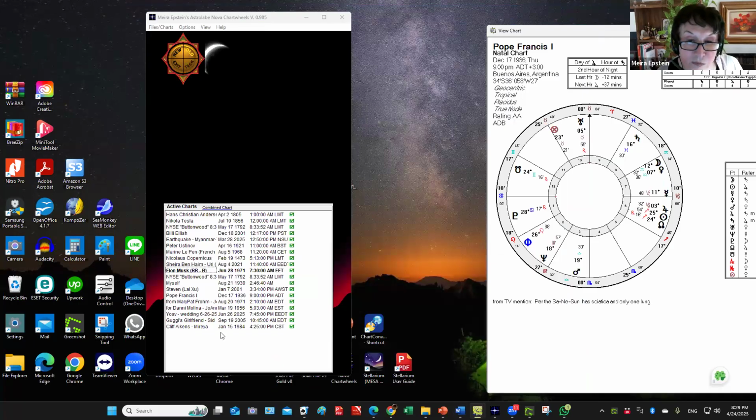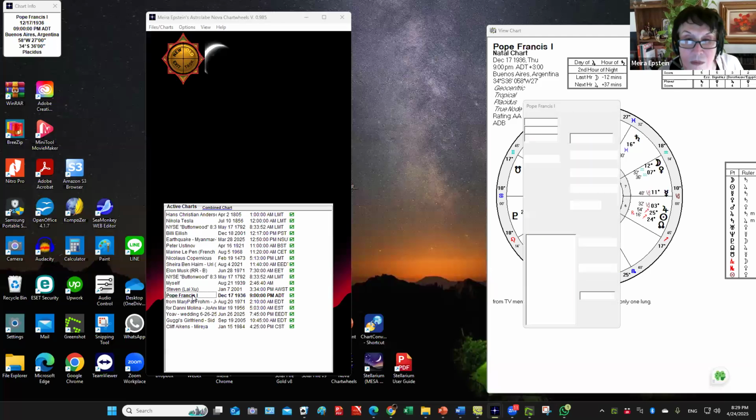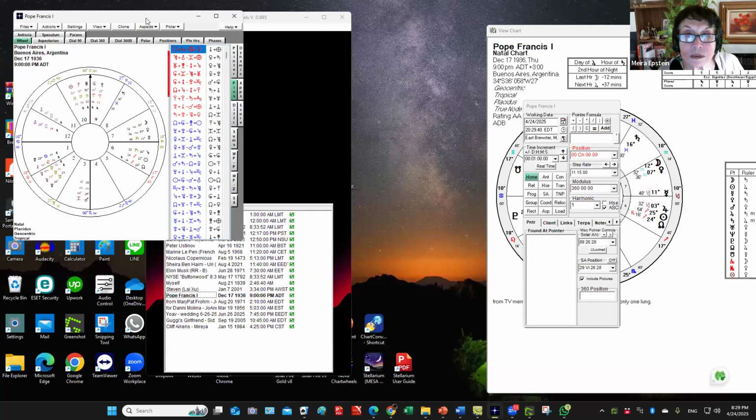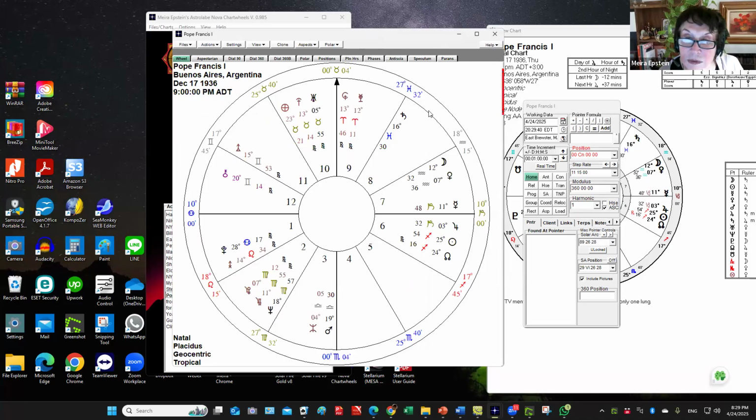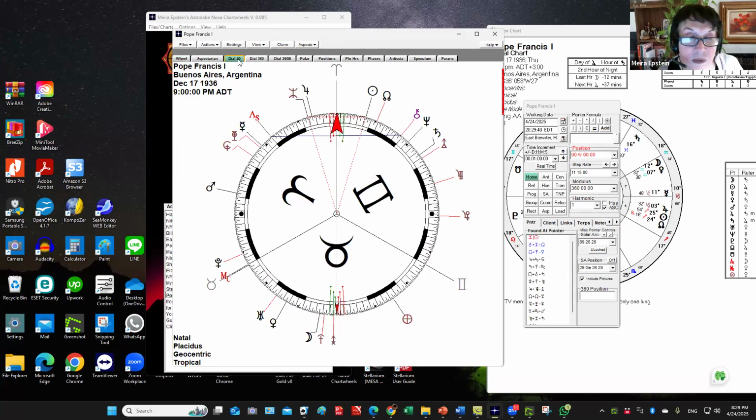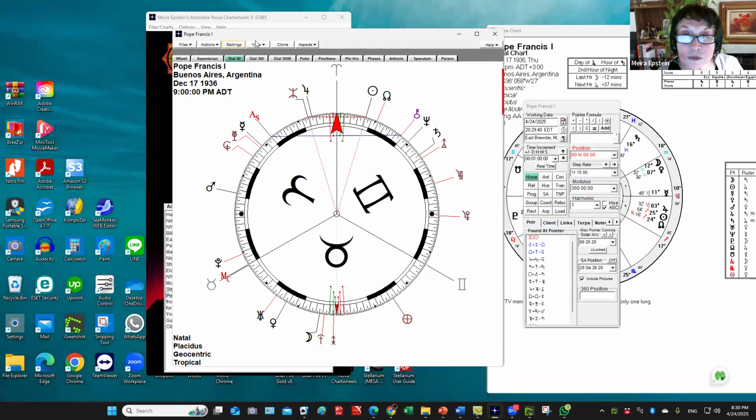So I'm in Nova now, and I have his chart, Pope Francis. I'm clicking on it, and it opens like this with a regular view of a chart. I don't need this, and I'm changing the view to the 90-degree dial. We will discuss the dial a lot in the future, not today. Right now, I just want to show you.